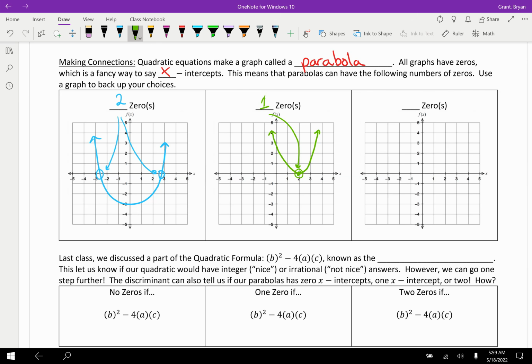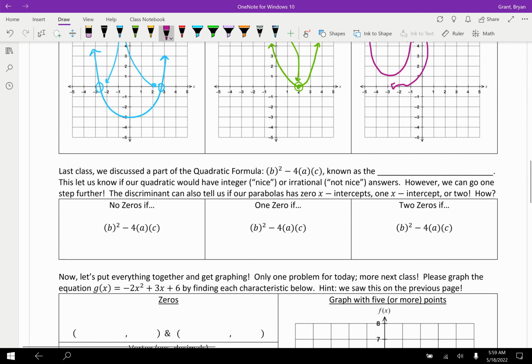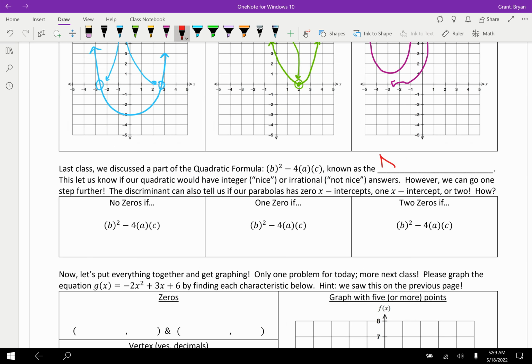And we can also have a parabola with no zeros, or with 0 zeros. And I'm going to try to change colors again. 0 zeros. And for 0 zeros, what if you had a parabola that was just floating above the x-axis? There are no x-intercepts here. Now, why are we going over this? Well, last class we discussed a part of the quadratic formula, b squared minus 4ac. And we said that that part of the quadratic formula was known as the discriminant.